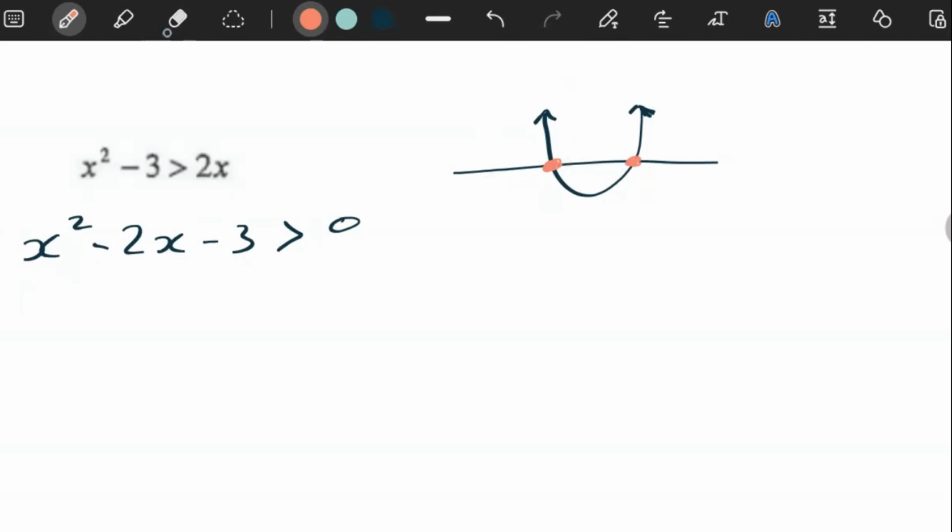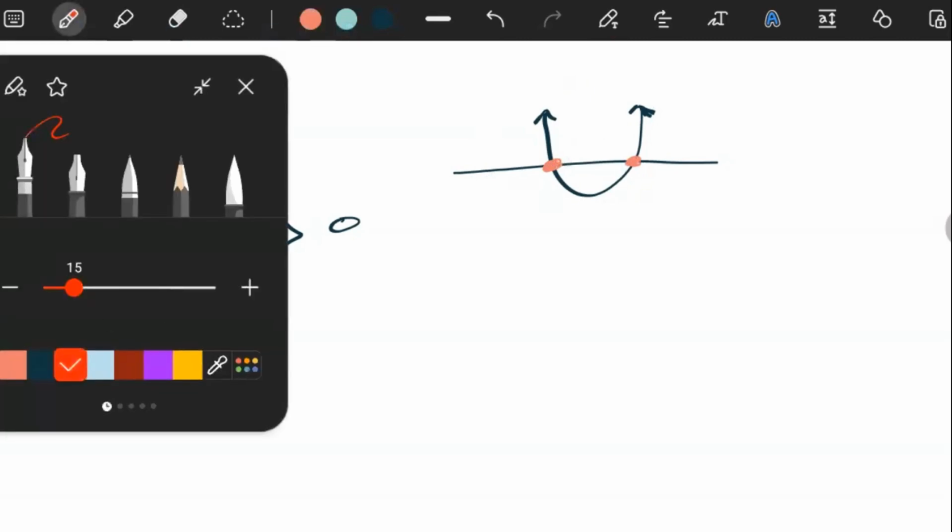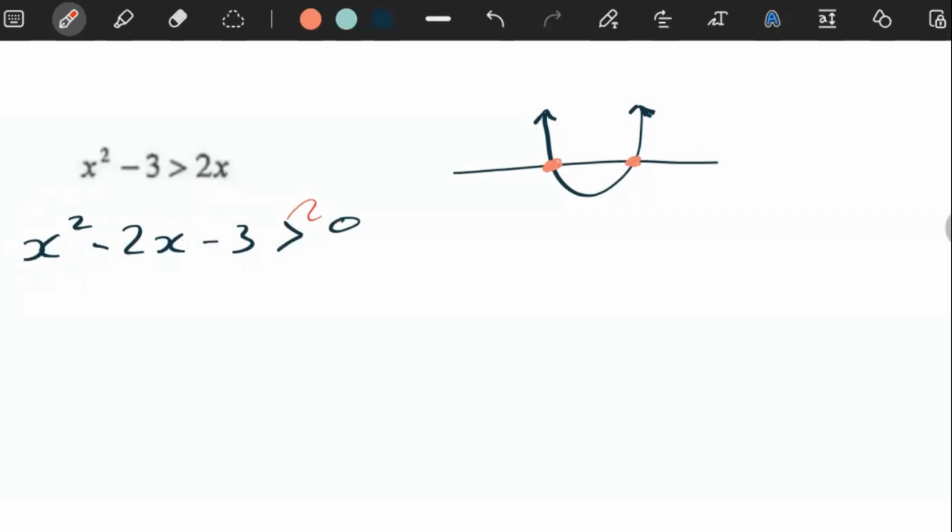This question is asking us, where is this graph above 0? Or rather, where does it have y values that are above 0? Because remember, this is the x-axis, right? Above the x-axis, you have positive y values. These are values that are above 0. And then below the x-axis, these are values that are negative, and these are values that are below 0.